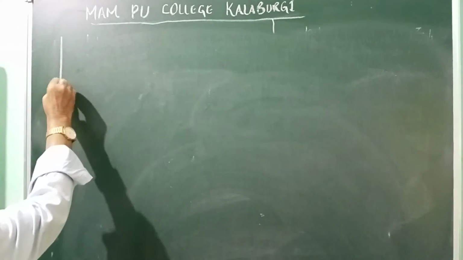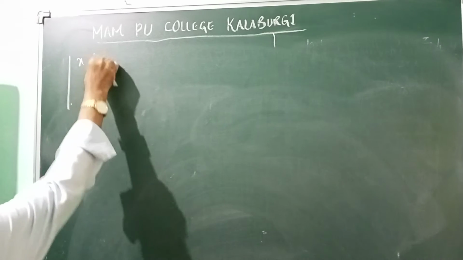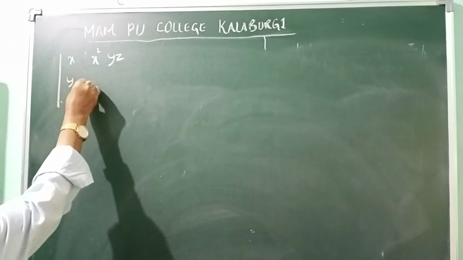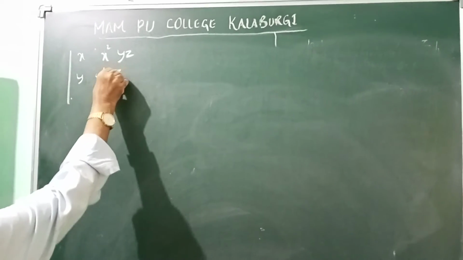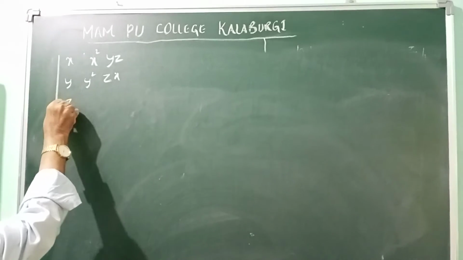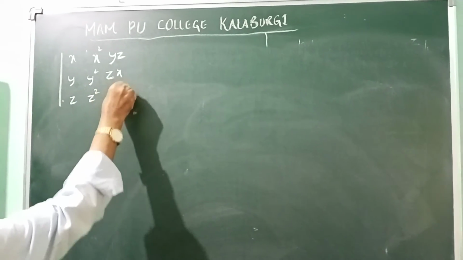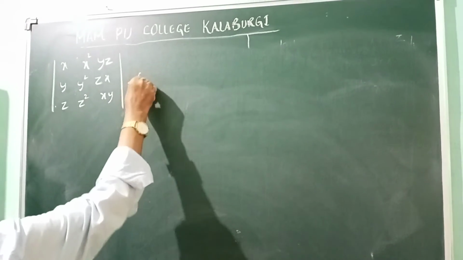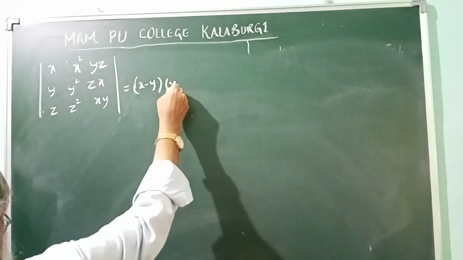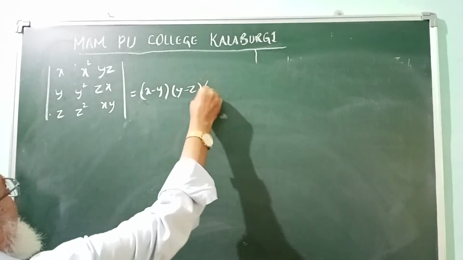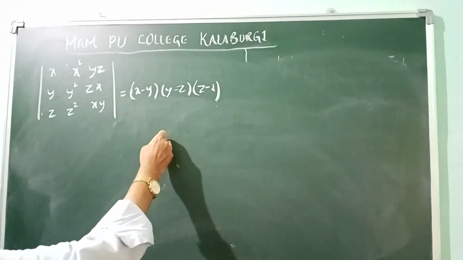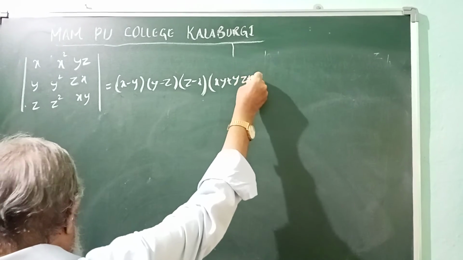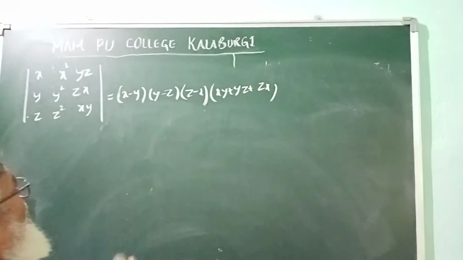Prove that the determinant with rows x square, yz, x; y square, zx, y; z square, xy, z is equal to (x minus y)(y minus z)(z minus x) into (xy plus yz plus zx). This we have to prove.